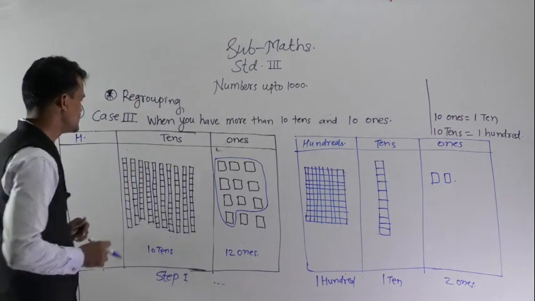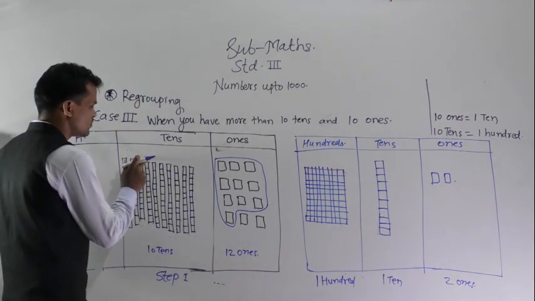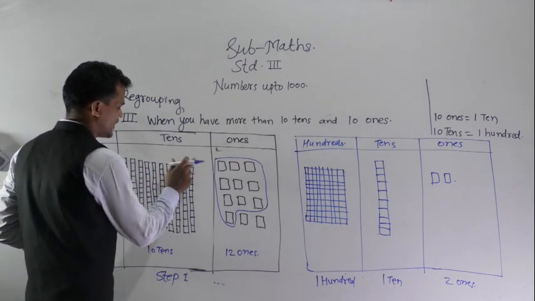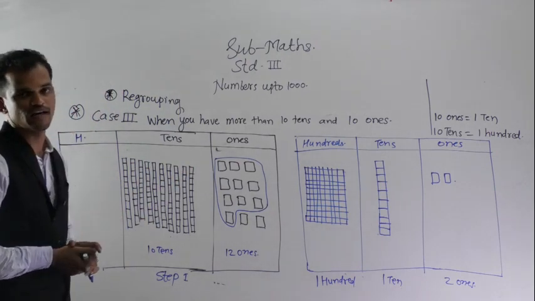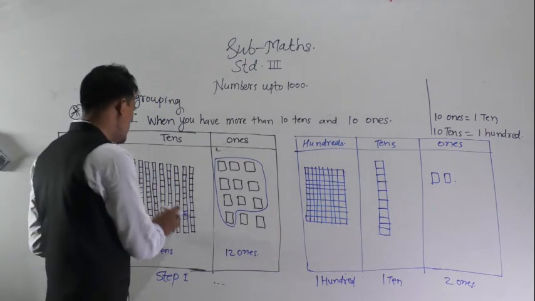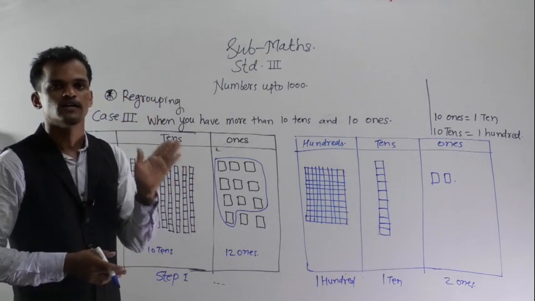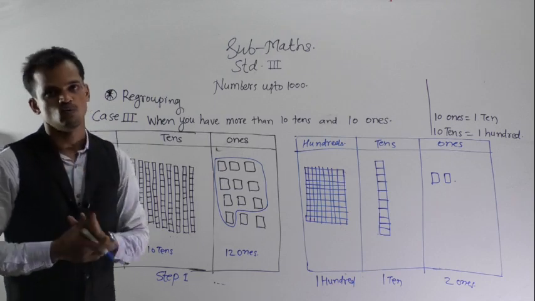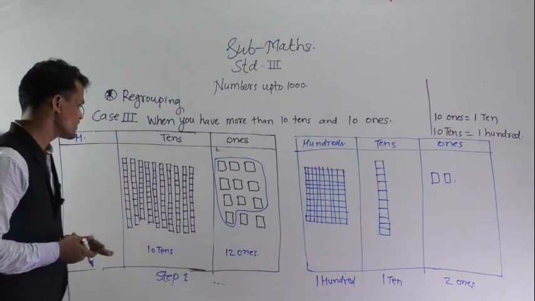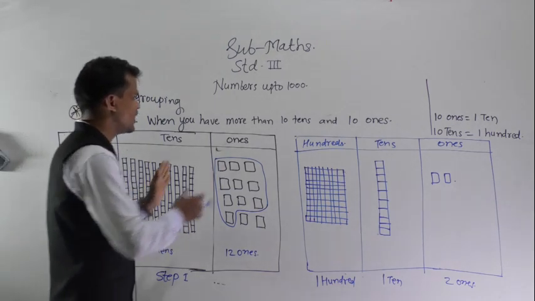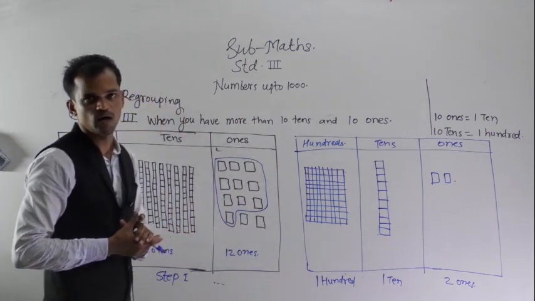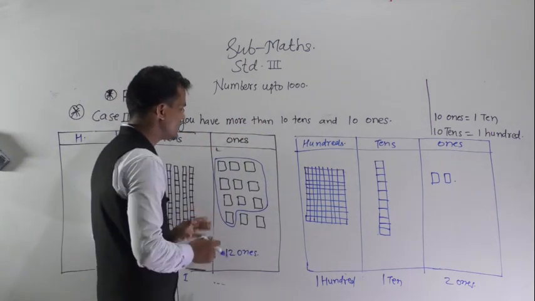How many 10s are there? 1, 2, 3, 4, 5, 6, 7, 8, 9 and 10 tens are there, and we have to regroup these 10 tens and 12 ones into 100s, 10s and 1s. First you have to start from the 1s column. How many 1s are there?